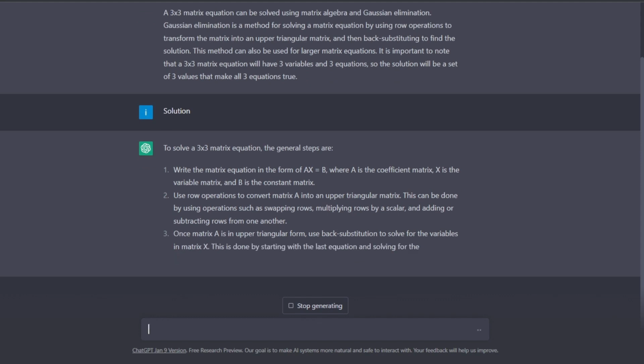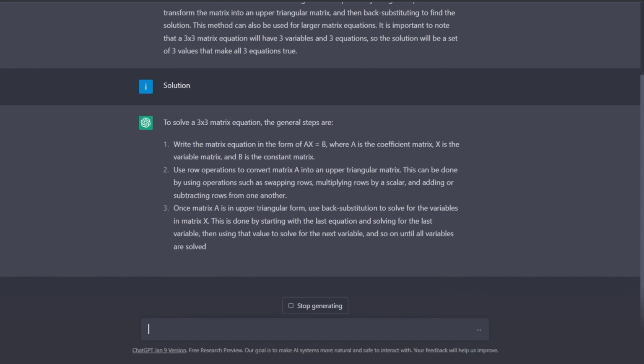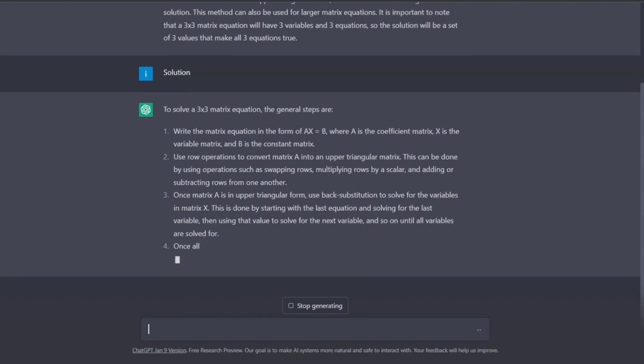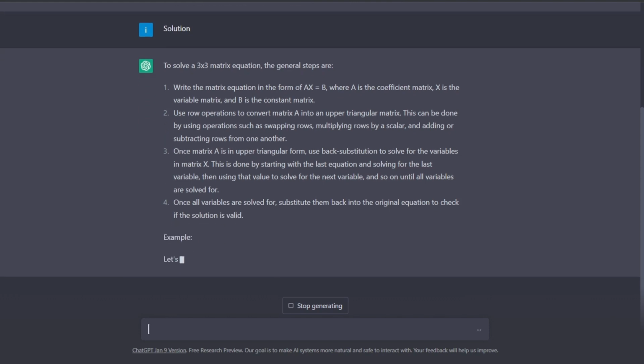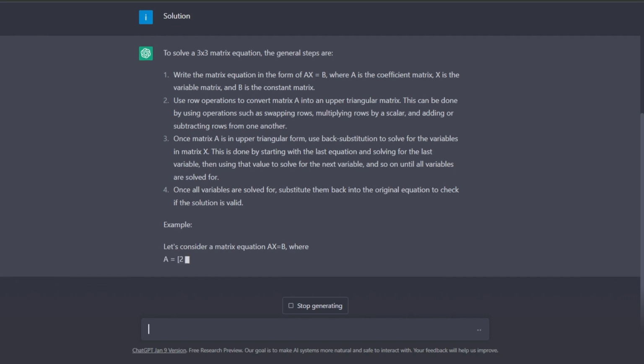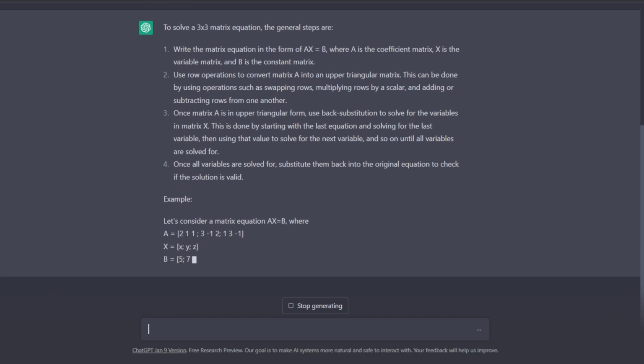rows from one another. Once matrix A is in upper triangular form, use back substitution to solve for the variables in matrix x. This is done by starting with the last equation and solving for the last variable, then using that value to solve for the next variable, and so on until all variables are solved for. Once all variables are solved for, substitute them back into the original equation to check if the solution is valid.